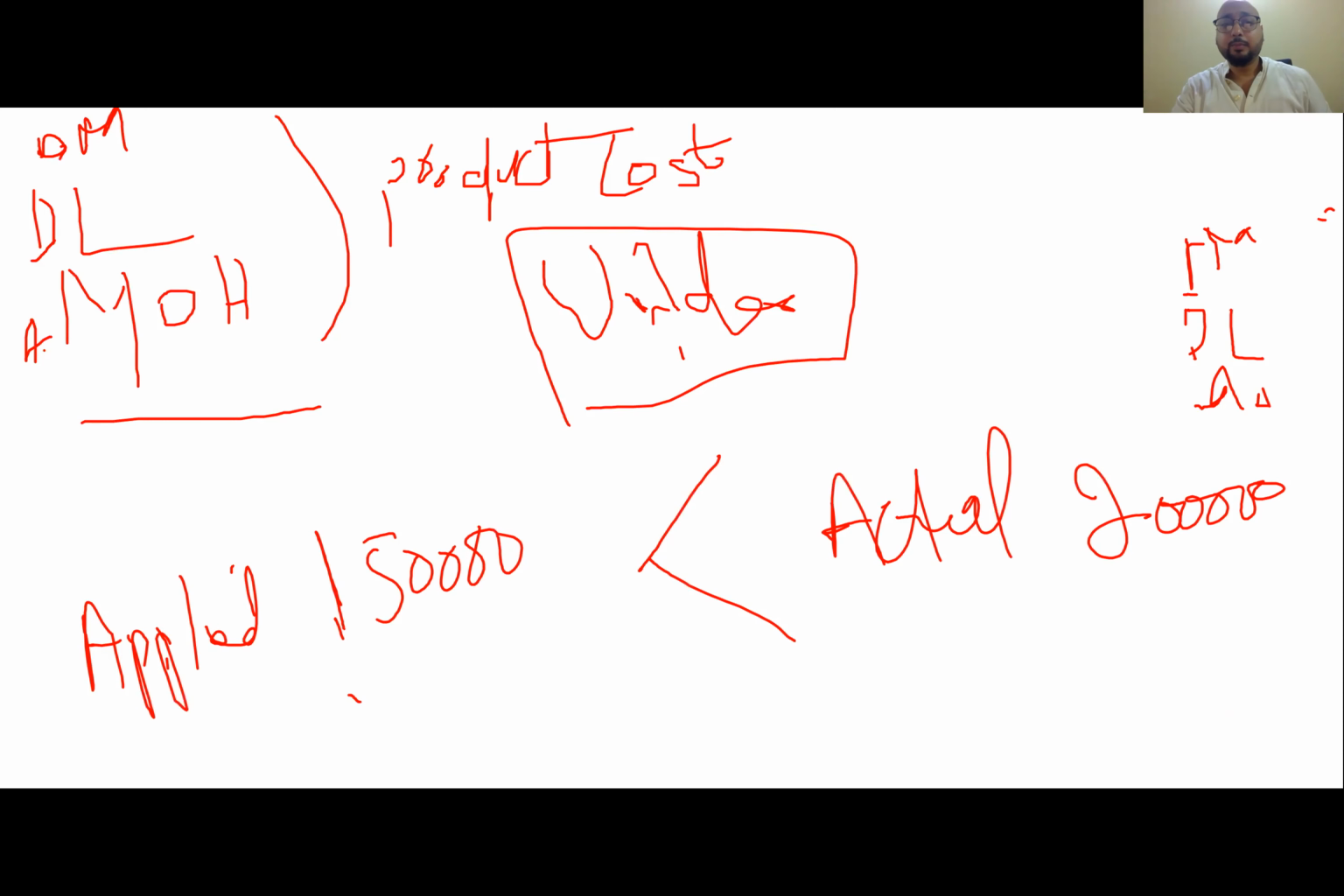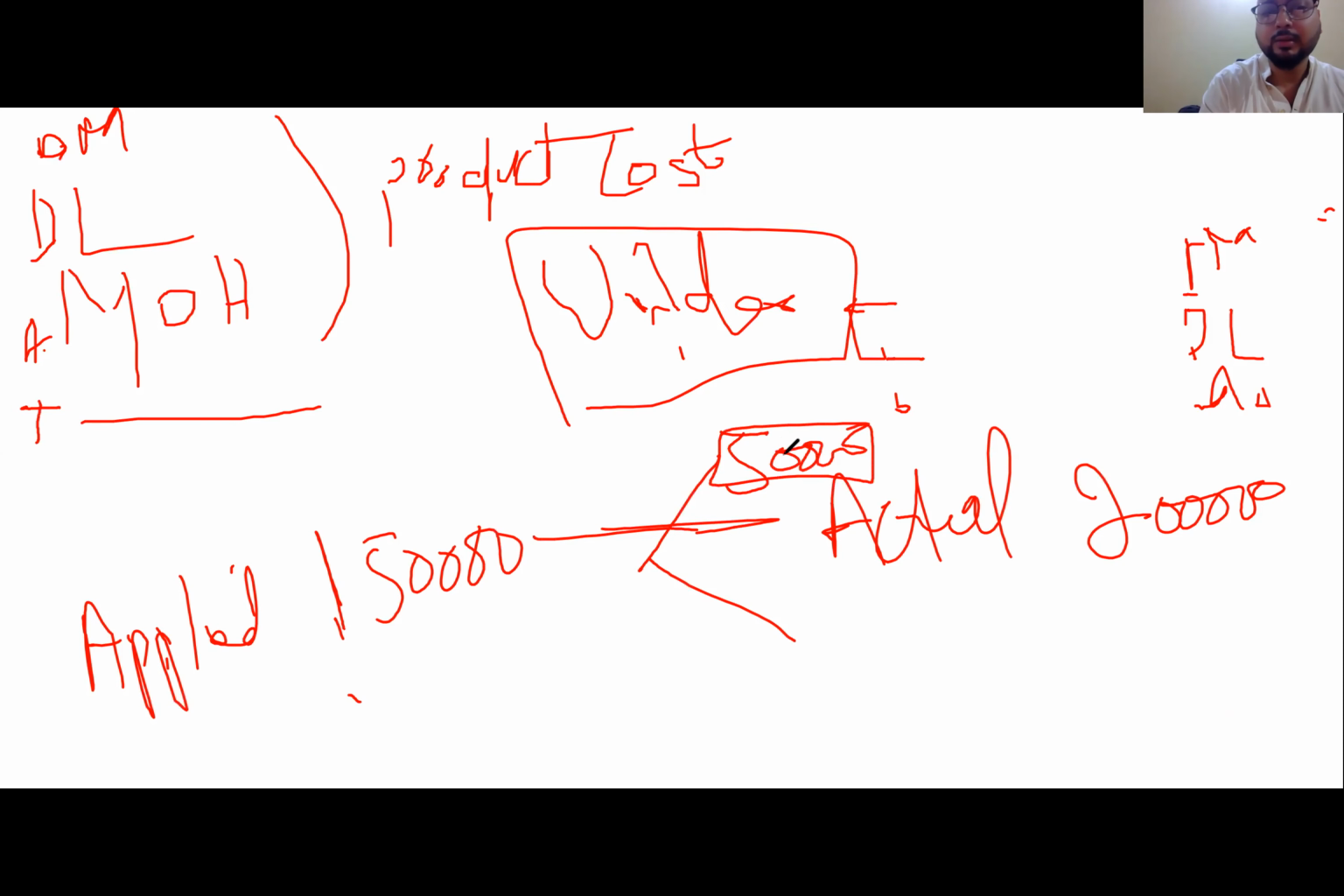Right? But at the end, our actual is greater than the applied. So will we increase the product cost or will we decrease the product cost? It means we will be adding the difference. Difference is 50,000. So we will be adding this 50,000 here. So what are we adding? Under-applied.